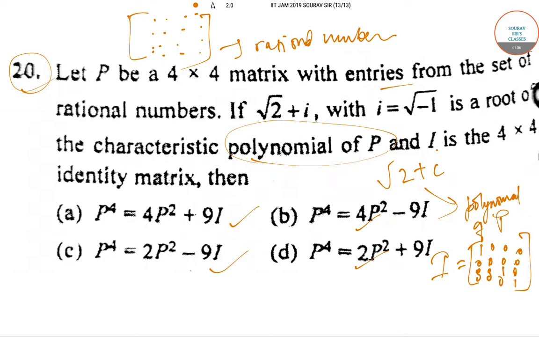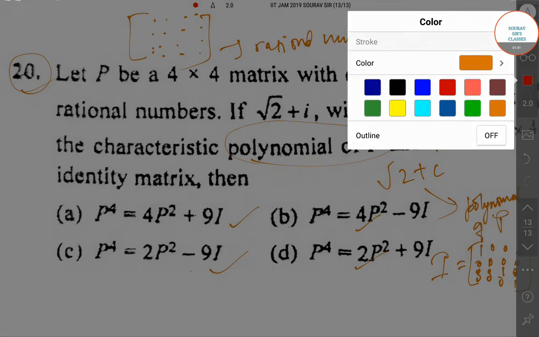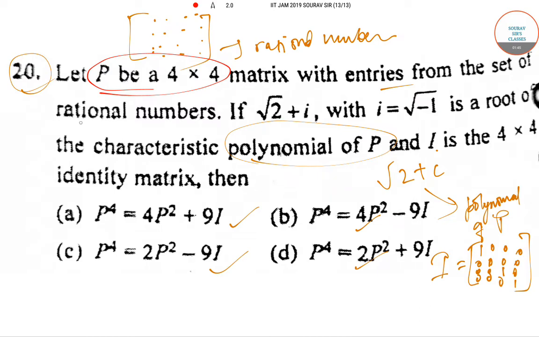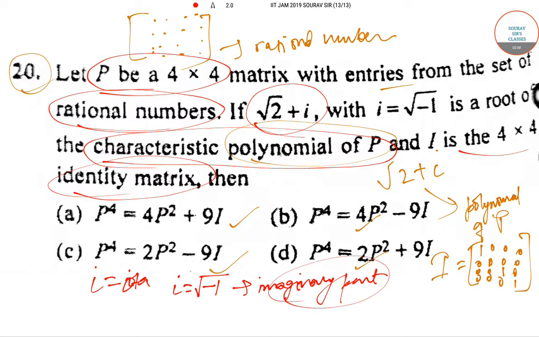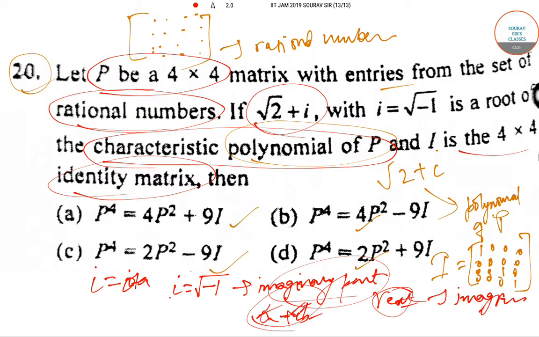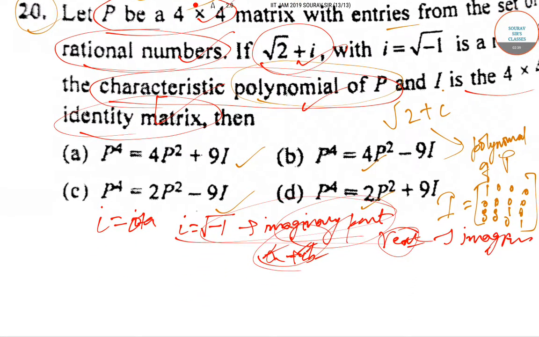Now what are the things given? P is a 4x4 matrix, entries from the set of rational numbers, root 2 plus iota is a root of the characteristic polynomial of P, and I is a 4x4 identity matrix. I think you all know that iota is root over minus 1, the imaginary part of a complex number. We have one real part and one imaginary part. a plus iota b is the complex number form, where a is the real part and b iota is the imaginary part. Now, without wasting any time, let's solve this question and find the correct option. So, moving to the solution part.